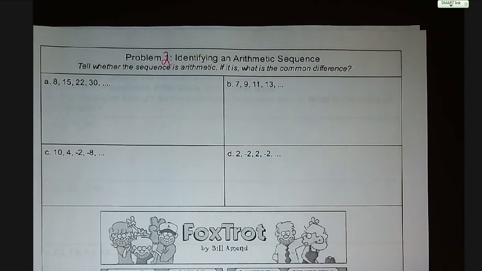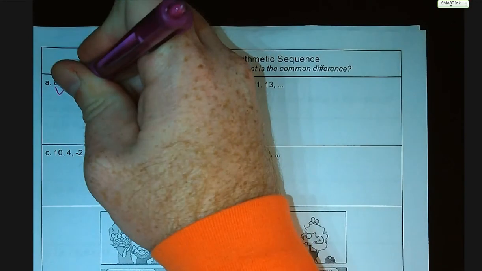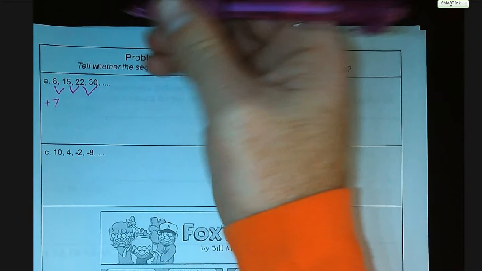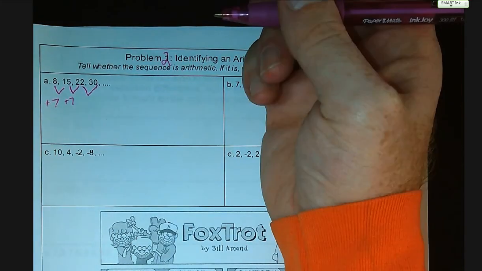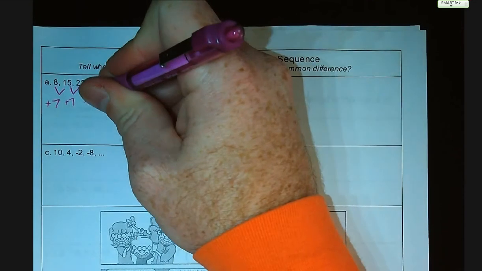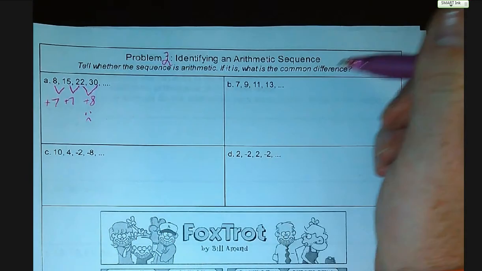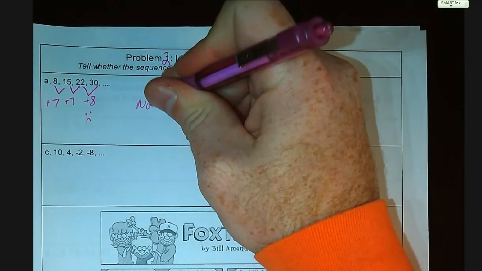So for A, the sequence goes 8, 15, 22, and 30. Well, from 8 to 15 it increases by 7. 15 to 22 it also increases by 7. But we've got a problem here. With 22, if we were to add 7 to that, that's 29. That's not 30. So for that last one we're actually adding 8. That would mean this is not an arithmetic sequence. So no.